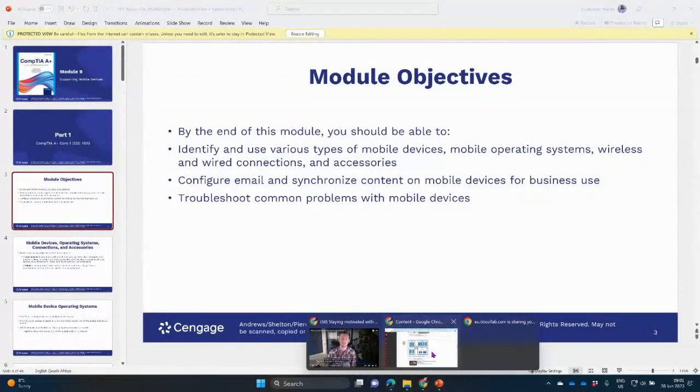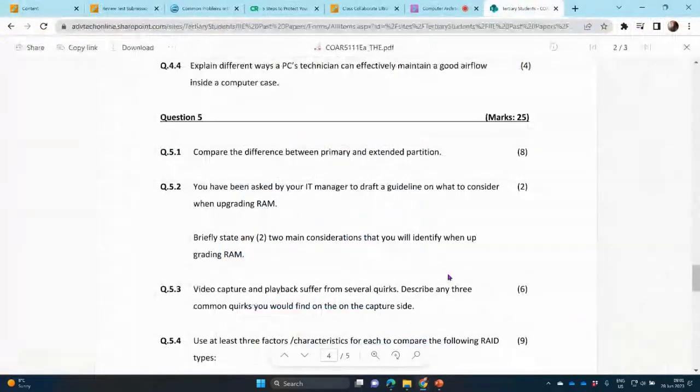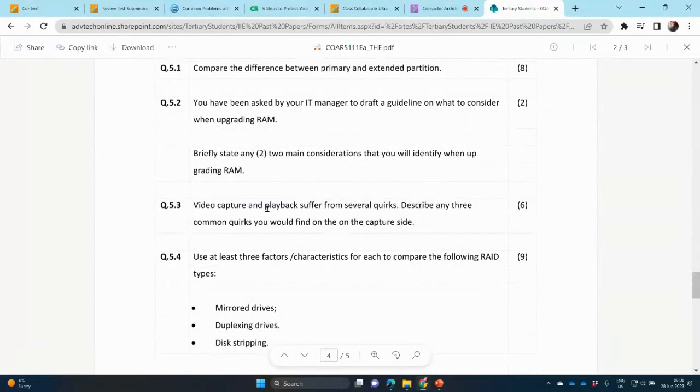Let's go back to the questions. You have been asked by the IT manager to draft a guideline on what to consider when upgrading RAM. That's covered in your RAM section. Video capture and playback suffer from several quirks. Quirks are problems that are intermittent, that might happen from time to time. Describe 3 of these common quirks that you would find on the capture side. Capture side means when I'm recording video.